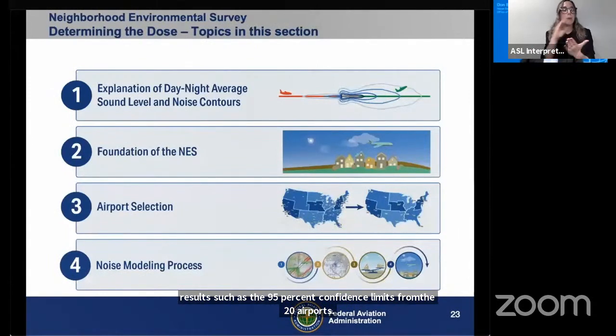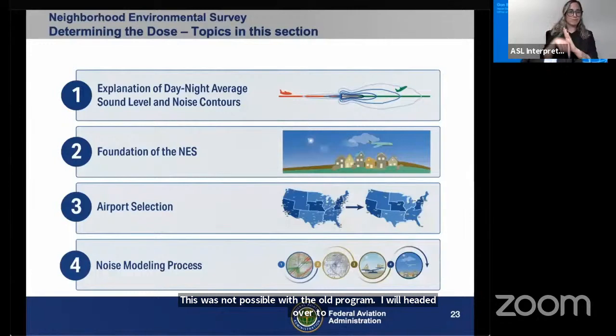Now I'll hand it over to Joe Check, who will dig a bit more into the noise modeling and airport selection details of the NES.